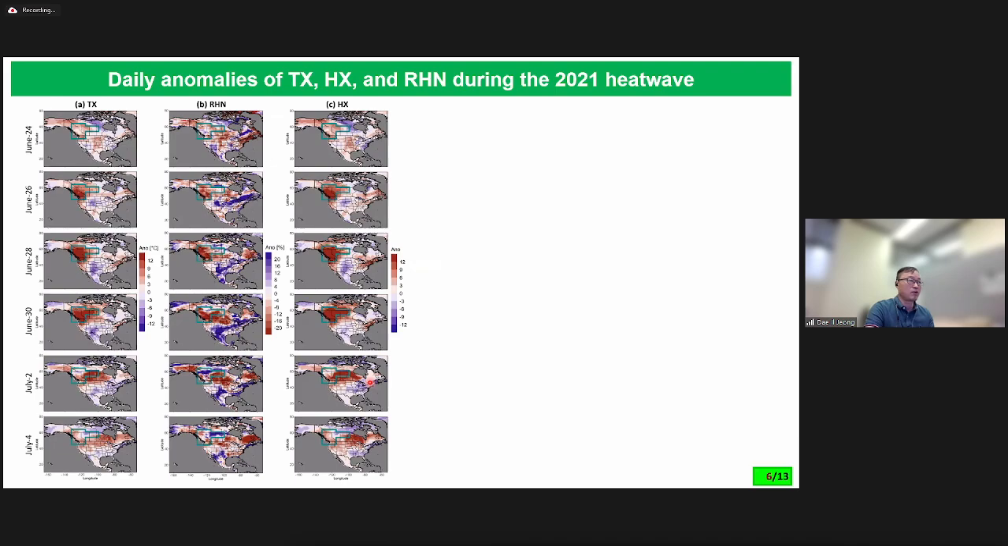They are showing the daily anomaly of TX, HX, and RHN during the 2021 heat wave. And you can see the high positive value of daily maximum temperatures. We selected the contoured area as the study area of this study, Western North America. But simultaneously, you can see the below normal relative humidity at that time in the same areas, which means that the heat wave occurred under drier conditions, based on the situated atmospheric blocking and high pressure system at that period. But simultaneously, you can see the above normal Humidex at the same area and same days, which is mainly driven by the record-breaking air temperatures, even though it was a drier condition.